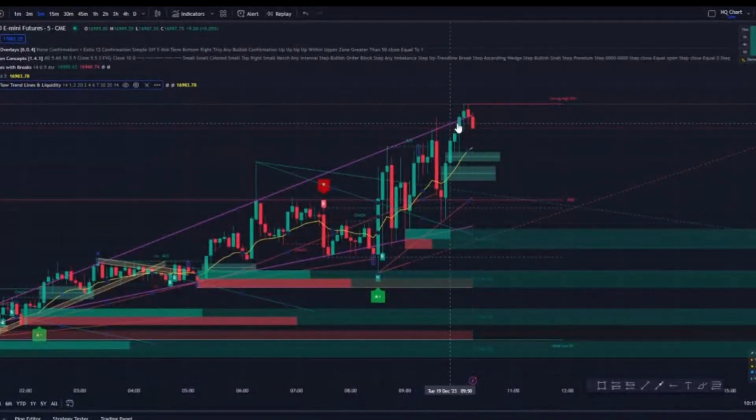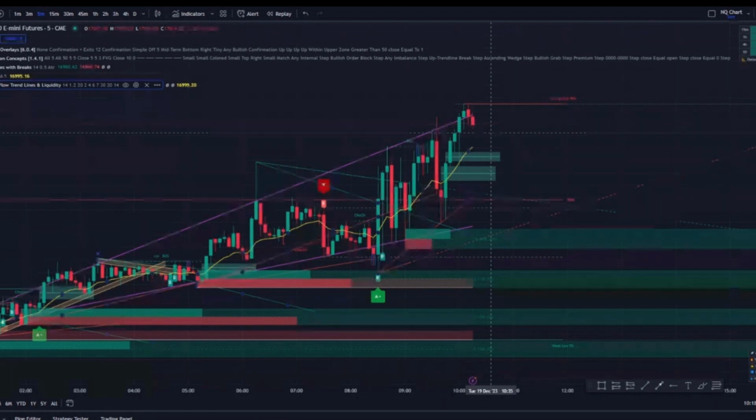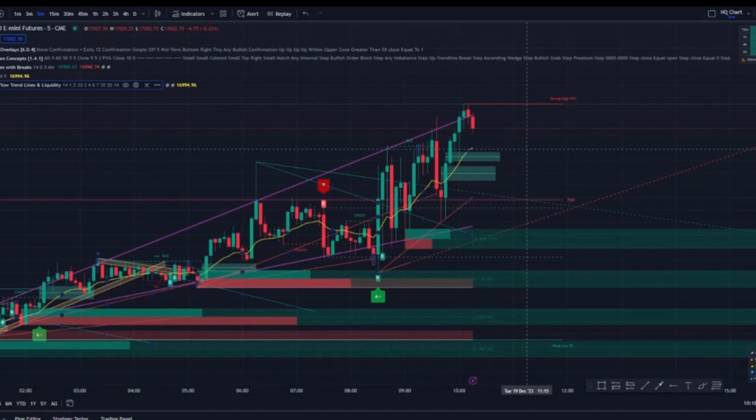Yeah, so we came up to the top of this wedge, and now we're going right back below it. So it respects that thing all the time. Now, we could go higher, but it wouldn't surprise me if we come back down to at least this 14, this yellow EMA, which is at 95.